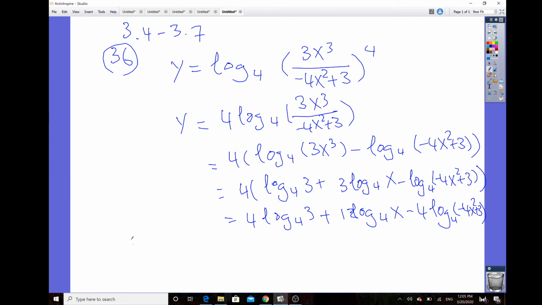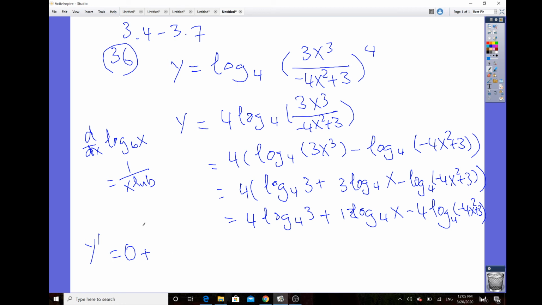Okay, so now let's find out what y prime is. This one is a constant, so the derivative of a constant is obviously 0. And then 12 log base 4 of x. By using the formula for the derivative of a logarithm, if you see anything like the derivative of log base b of x, it's always 1 over x times the natural log of b.